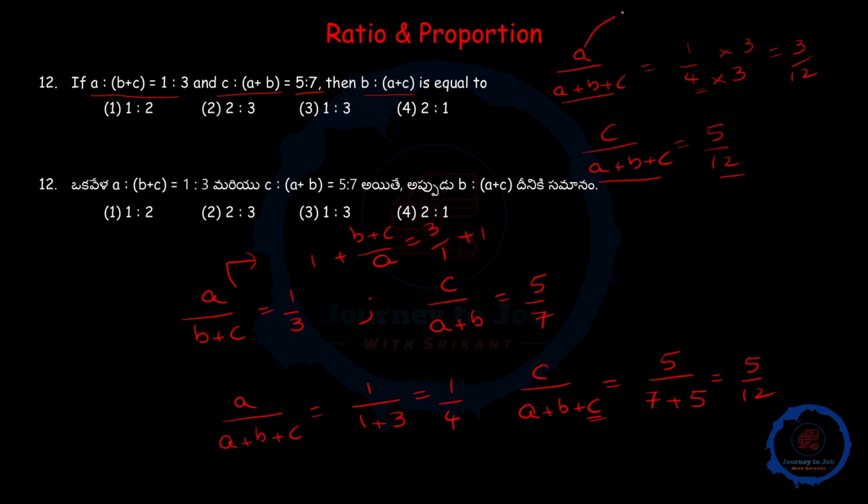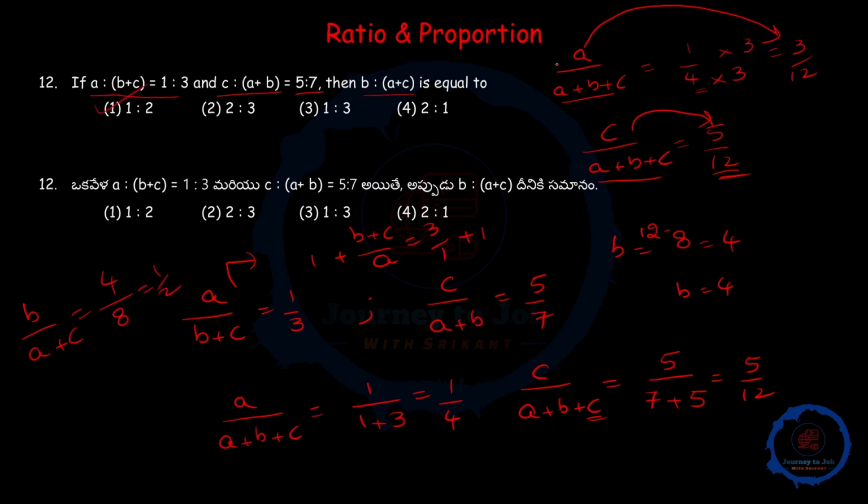సో a is 3 now directly, c is 5 now, remaining b is what? Total a plus b plus c is 12. a is 3, c is 5. So a plus c is 8. Okay, total 12 minus 8 కాబట్టి b value 12 minus 8 is equal to 4. So b is 4. Now what he is asking? b by a plus c ratio అడుగుతున్నాడు కాబట్టి b is 4, a plus c is 5, 3 plus 5 is 8. This is 1/2. This is the answer.